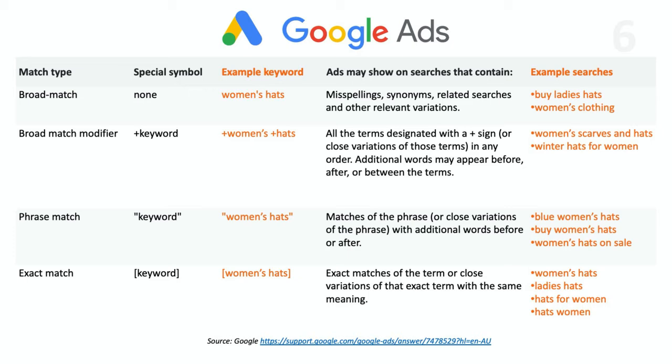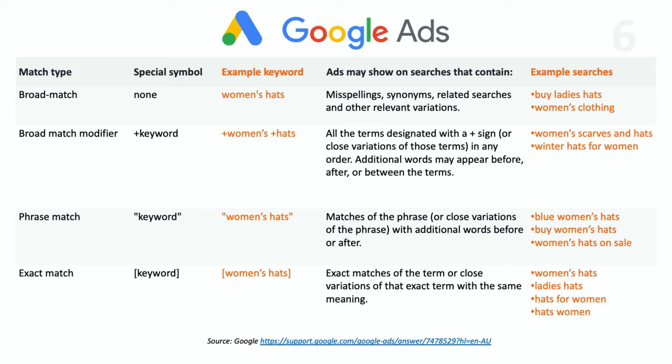My preferred approach is to use phrase match, and that is simply putting inverted commas around the keyword, like the example there for women's hat. So what that means is that the phrase must match in that exact order, but it can be anywhere in that sentence. So, for example, I could have blue women's hats, or I could buy women's hats, or I could have women's hats on sale. So long as the women's and the hats are together inside the phrase, then it would trigger the ad.